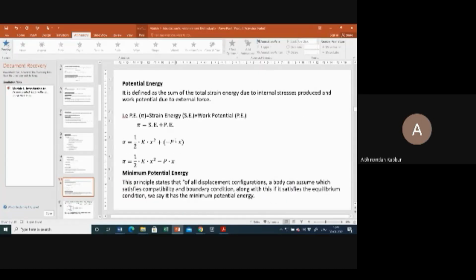So now it is already 12:40. So this potential energy and principle of minimum potential energy, I'll continue in the next class.